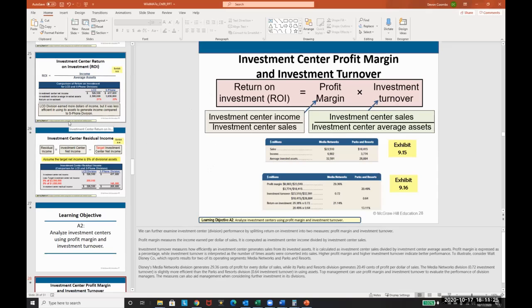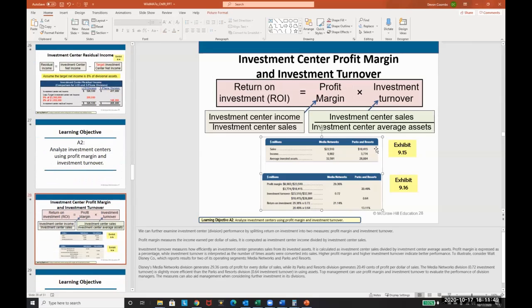I need you to memorize that return on investment is income over average assets. Investment turnover is sales over average assets. Profit margin is income over sales. And so we could scratch out the sales. You can use your math to cancel out sales and figure out that your income over your average assets is equal to your return on investment.